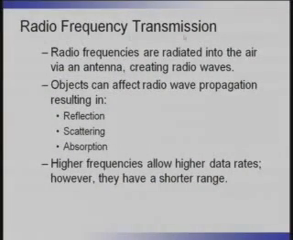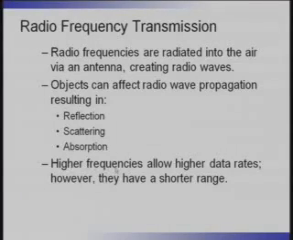So radio frequency transmissions are what we use. These radio frequencies are radiated into the air via an antenna, creating radio waves. Objects can affect radio wave propagation, resulting in reflection, scattering, and absorption. So reflection means what? Maybe it'll hit some water and reflect off the water, or hit a wall and reflect off that wall. Scattering is what we'll see when we hit a lake, where the signal will hit the lake and go in all directions. And then absorption: pine needles on trees love to absorb the 2.4 gigahertz range, which is our most popular frequency.